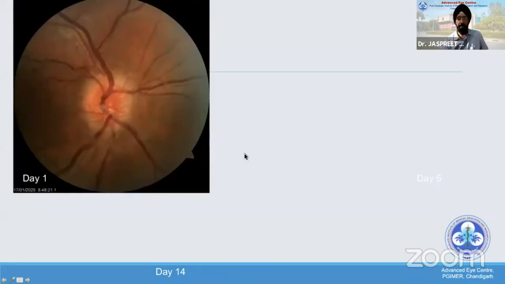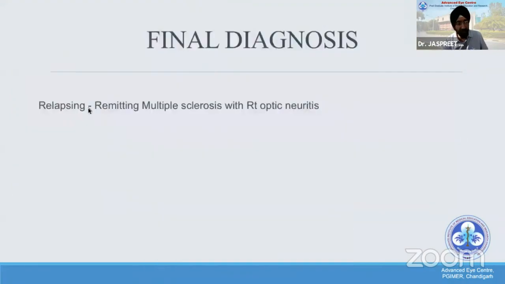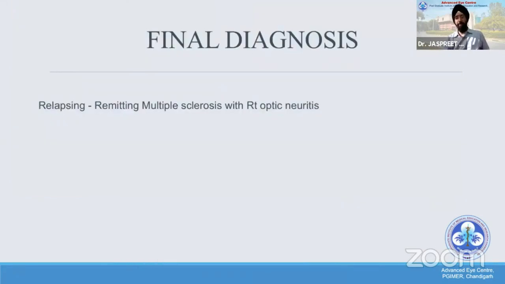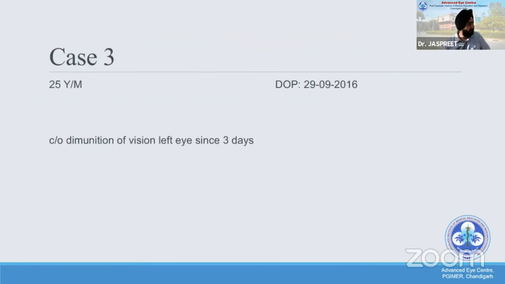So that's the disc picture at presentation, and that's the disc probably on day 14. So you can see the disc edema has markedly resolved. In this patient, you do have some telltale signs, some blurring here. But yes, methylprednisolone did help, and his vision did recover. So the final diagnosis could be relapsing remitting multiple sclerosis with right eye optic neuritis. Probably that was the only thing which was fitting according to the criteria. Maybe he hasn't come after that, and if he comes later, we'll have to see the clinical signs and symptoms before actually getting further investigations.